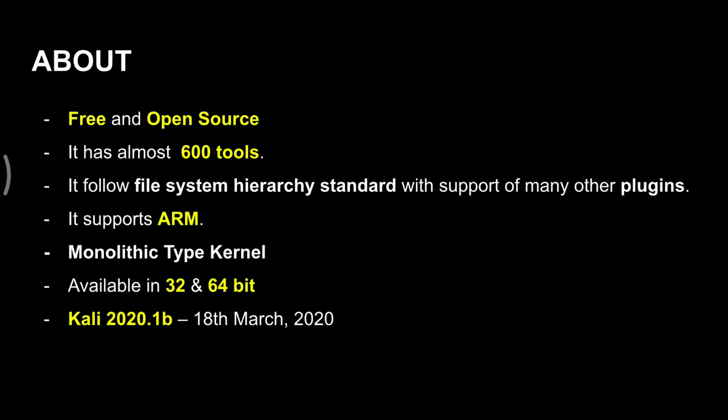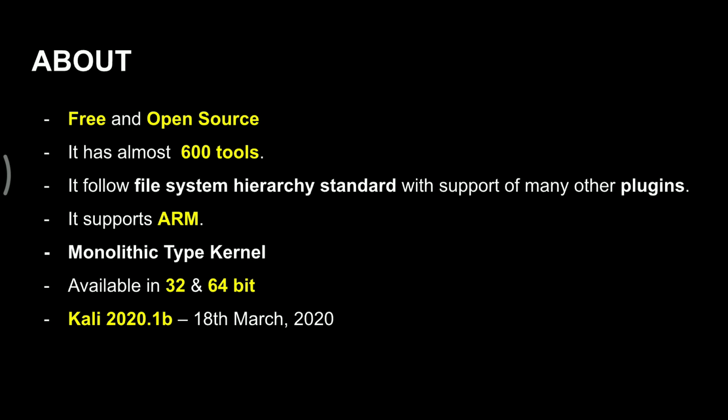What about Kali Linux? It is free and open source. It has almost 600 tools, maybe more than 600. It follows the Filesystem Hierarchy Standard with support of many other plugins. It is based on a monolithic kernel type, and it is available for both 32-bit and 64-bit processors. And the latest Kali, 2020.1b, was released on 18 March 2020. So that is a very common fact about Kali Linux.